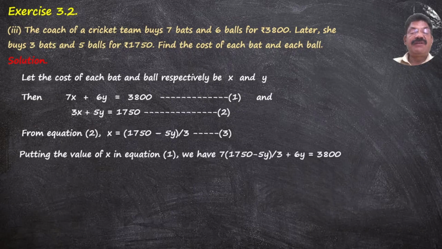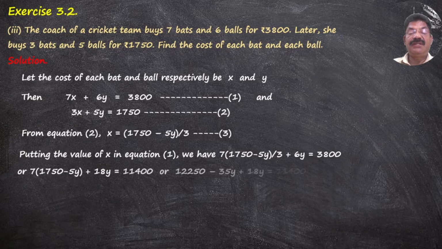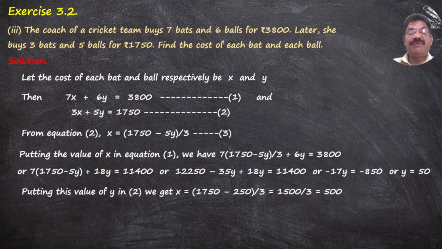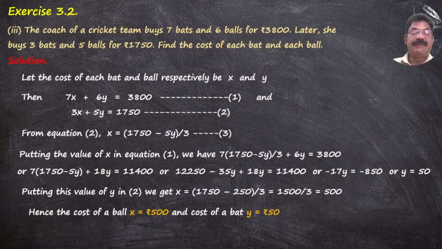So putting this value of x in equation 1, we get 7 into 1,750 minus 5y divided by 3 plus 6y is equal to 3,800. When you simplify, you get y is equal to 50. Now you put this value of y is equal to 50 in equation 3, we get x is equal to 500. Now we got the solution. The cost of a ball, x is equal to rupees 500 and the cost of a bat, y is equal to rupees 50.